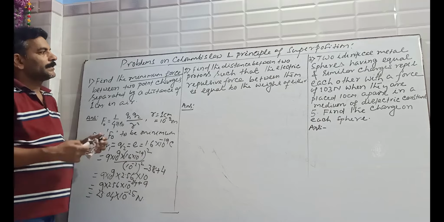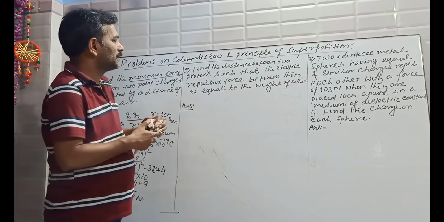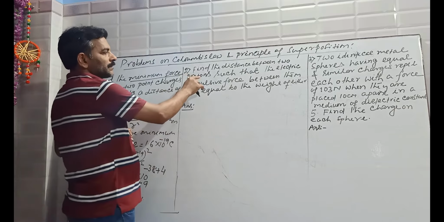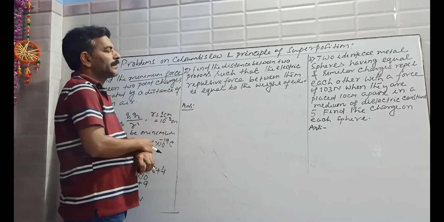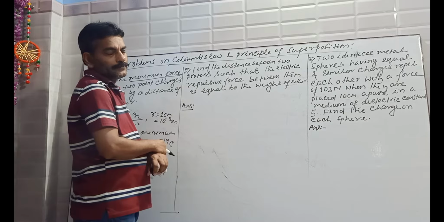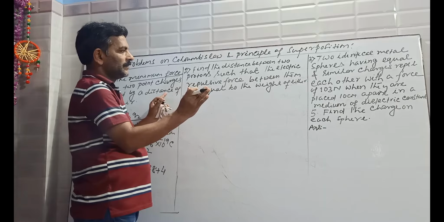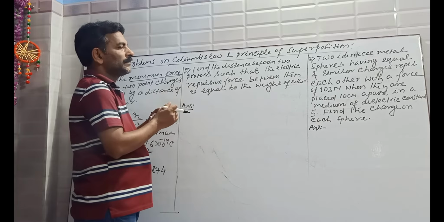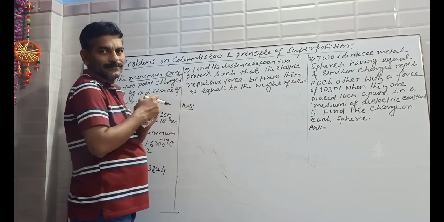Then you write another problem. Find the distance between two protons such that the electric repulsive force between them is equal to the weight of either. That means two protons should be placed at such a distance that the Coulombic force between them will be equivalent to the weight of either proton.